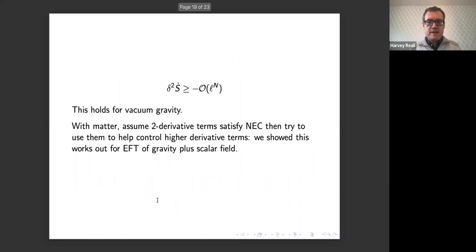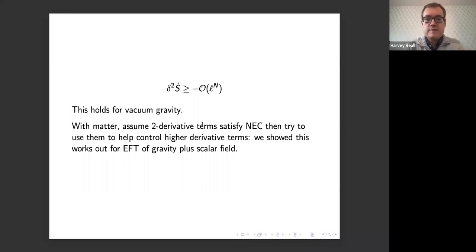Okay, so that was all a bit technical, so I'll get less technical now. So here's our equation again. We have a second law which holds to quadratic order in perturbations around a stationary black hole in this EFT sense, so modulo terms the same size as the unknown terms in our equations of motion. So this holds for vacuum gravity.